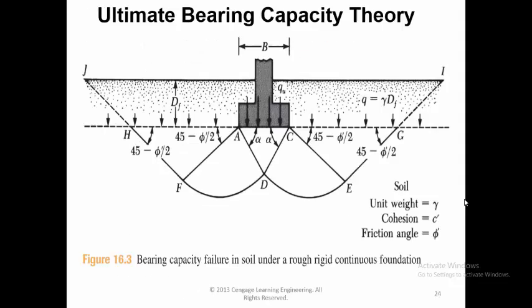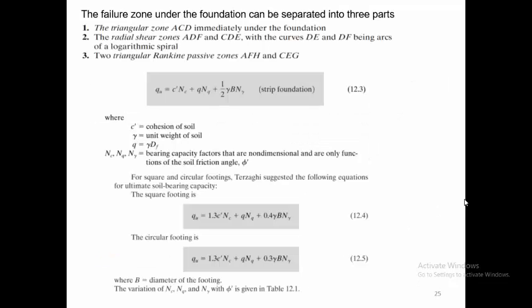So based on the experiment, the failure zone under the foundation can be separated into 3 parts. Okay? ACD, ADF, and AFH. And from this, of course, you just have an advanced reading about the formula and how it was created, because I will not go into detail on the formula. So for strip foundation, QU is c prime Nc plus q Nq plus 1/2 gamma B N gamma. This is the formula for strip foundation.